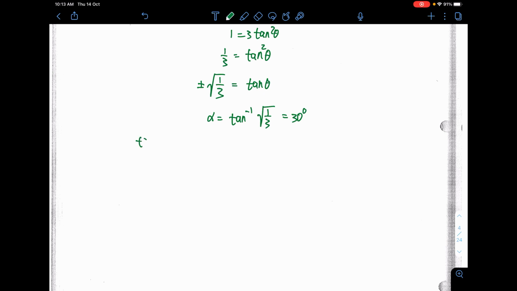Okay, the first part is when tangent theta equals root of 1/3, and the second is tangent theta equals negative root of 1/3. Now regardless of whichever you are solving, the basic angle is still 30 degrees, because the numerical values are the same, root of 1/3. Be it positive or negative, it doesn't really matter in this case.